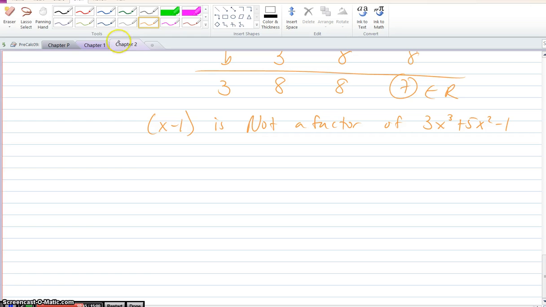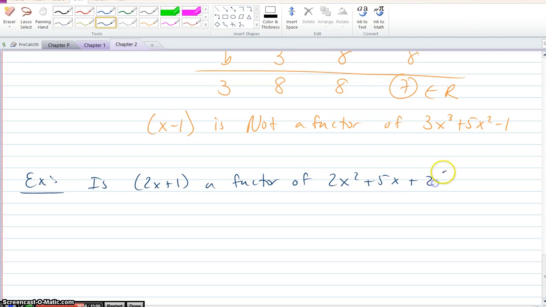Okay, let's take a look at one more. So let's say, for example, we want to see is 2x plus 1 a factor of 2x squared plus 5x plus 2. And again, if you want to, you can use synthetic substitution. I'm going to use synthetic division. A little bit careful here. When you set this equal to 0 to find what you put on the shelf, you're going to get 2x equals negative 1, so x equals negative 1/2. It is okay to have fractions on the shelf. There's nothing weird about that.